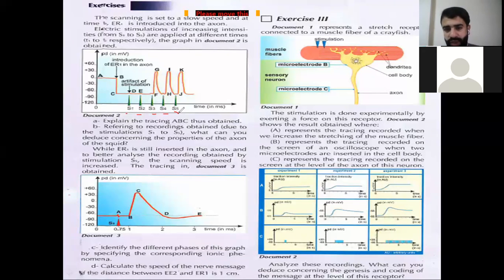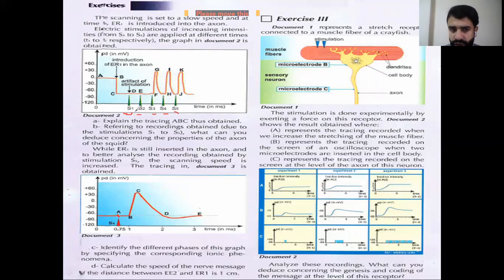So these S1, S2, S3, S4, S5 are stimulations. So my work here is going to be to interpret these stimulations. After applying S1 and S2, there is no action potential, even though we have a small artifact, a small hyperpolarization. But it didn't exceed the threshold. So there is no action potential. Here we can deduce that S1 and S2 are ineffective stimulations.